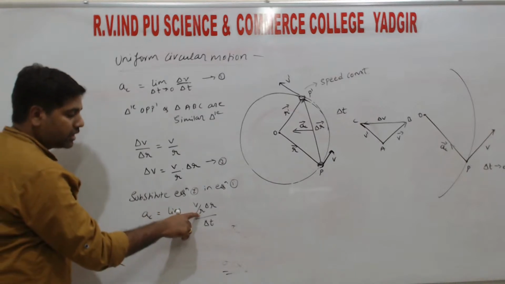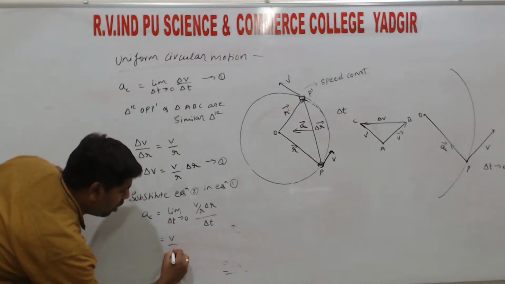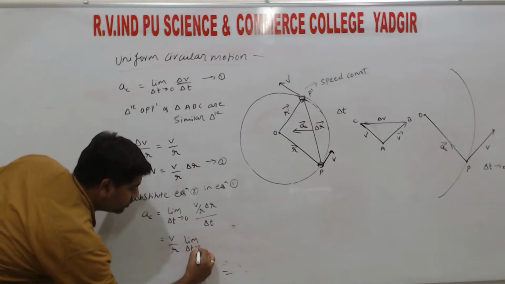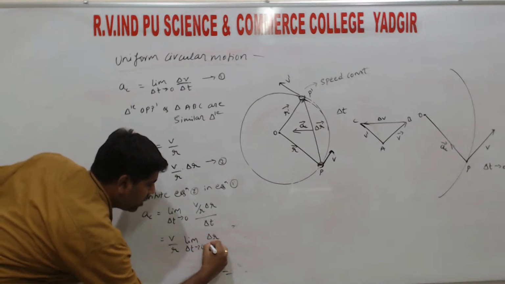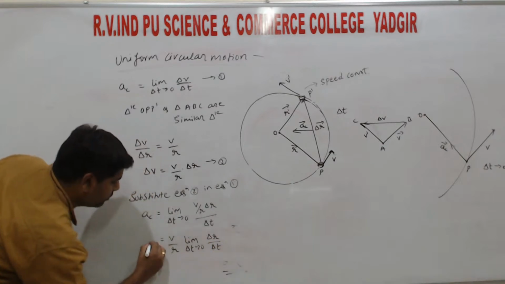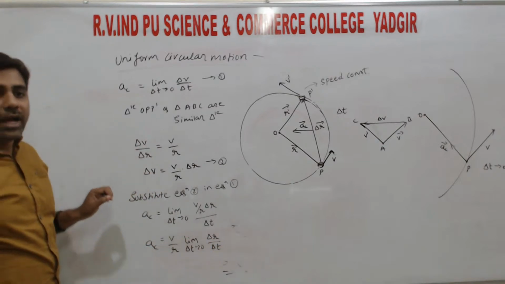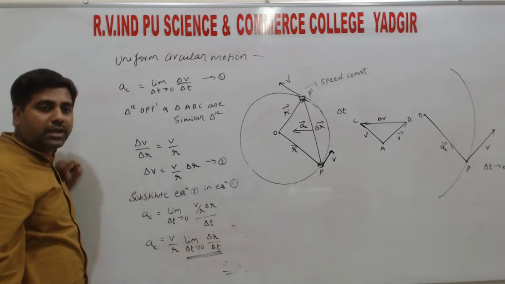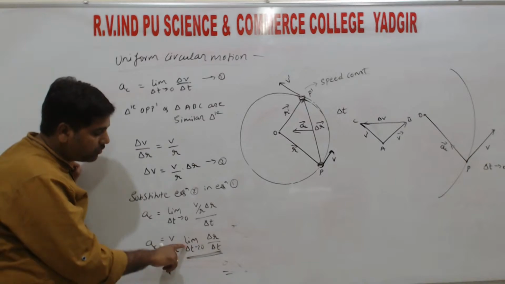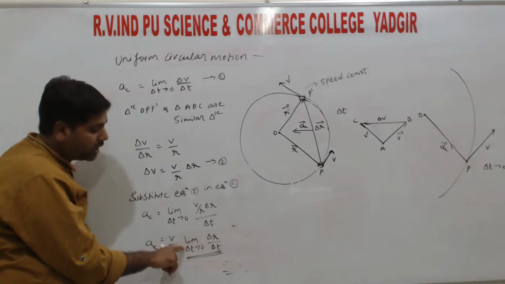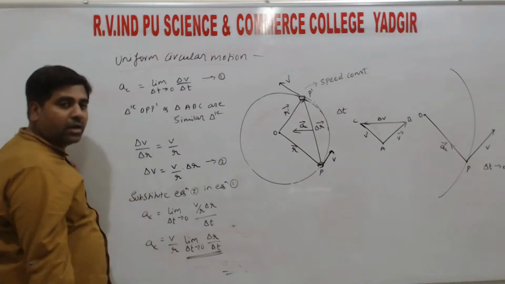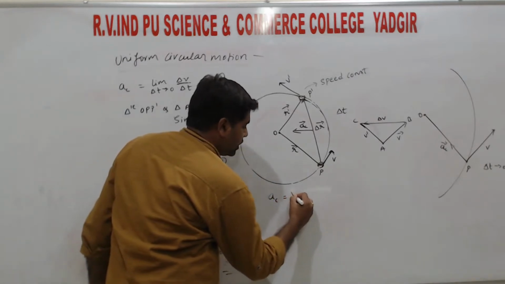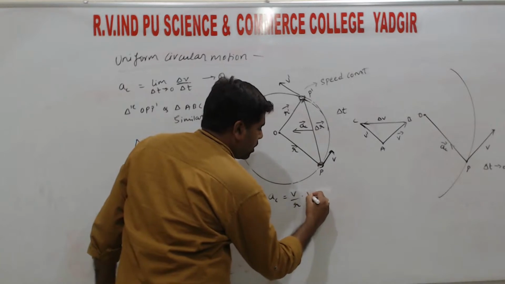Right? Since v and r are constant, we can take them all outside. So v by r, limit delta t tends to 0, that gives delta r by delta t. Again, this is the relation which gives the definition of the instantaneous velocity. Instantaneous velocity is limit delta t tends to 0 of delta r by delta t. So we can write that as the instantaneous velocity. So AC is equal to v divided by r into v.